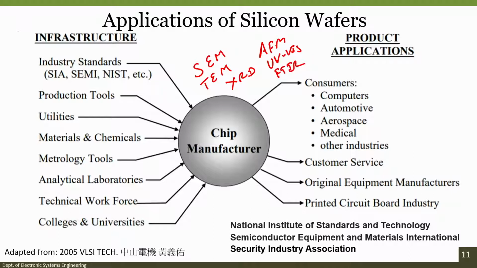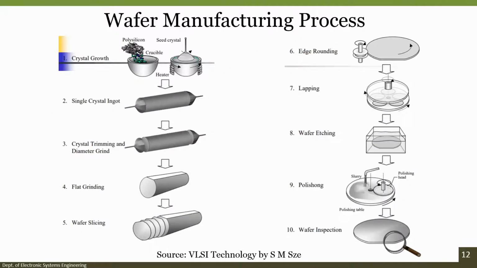So, then there are analytical laboratories, then technical workforce, and finally, they supply to college and universities. When it comes to consumers, the computers, automotive, aerospace, medical, and lot of other industries, they use the silicon chip. Customer service, original equipment manufacturers, PCB manufacturers have the usage of the silicon wafers exclusively.